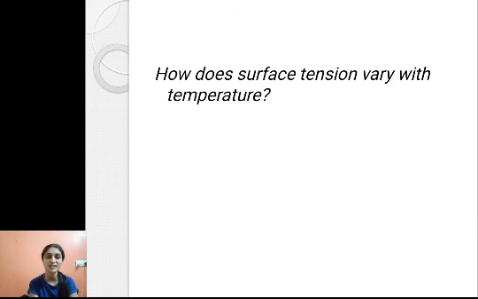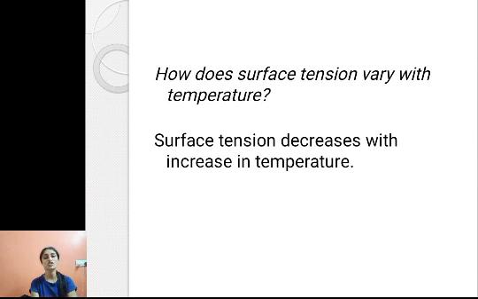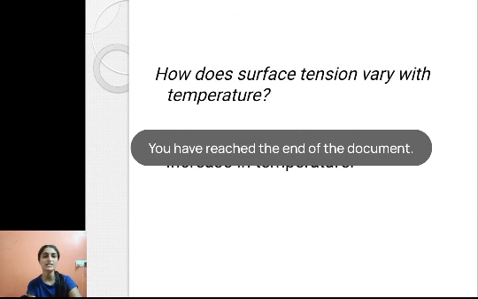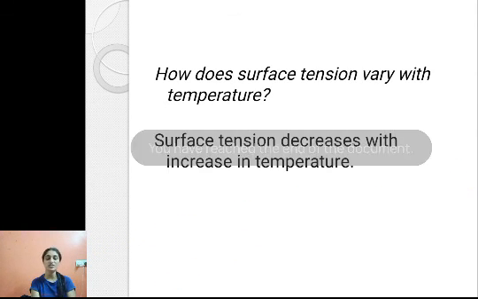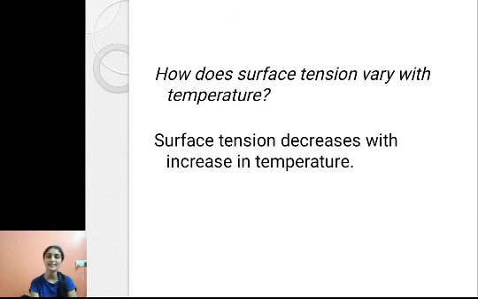How does the surface tension vary with temperature? Is there any effect of temperature on the surface tension? Surface tension decreases with an increase in temperature. So these are some of the Viva questions which can be asked for this particular experiment.